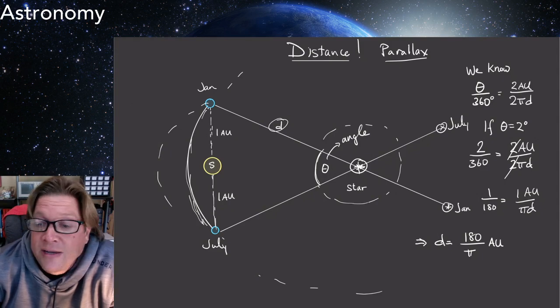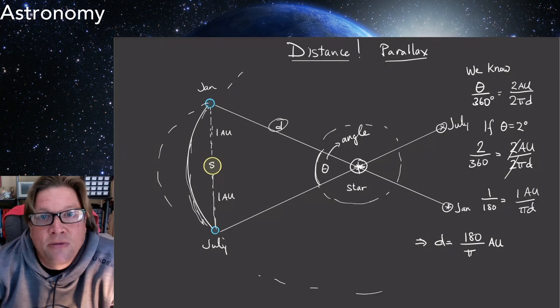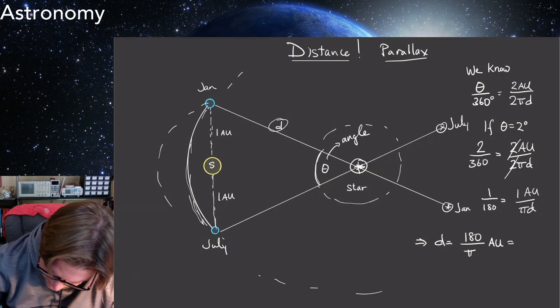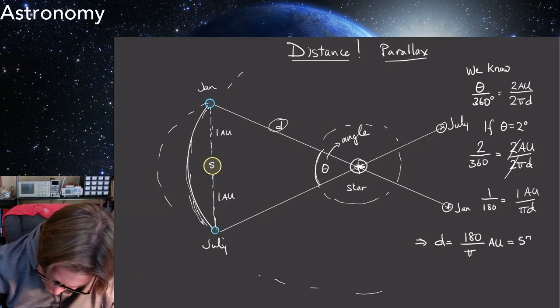Well, you can plug that into your calculator. Pi is something like 3.141592.6, right? Keep on going. So if you do this, I already did it, it turns out to be about 57.3 AU.